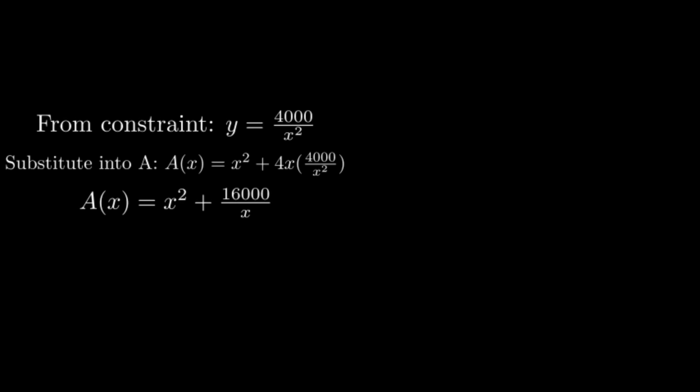Now we substitute this expression for y into our area formula. This gives us A of x equals x squared plus 4x times 4,000 over x squared, which simplifies to x squared plus 16,000 over x. The domain is x greater than 0.